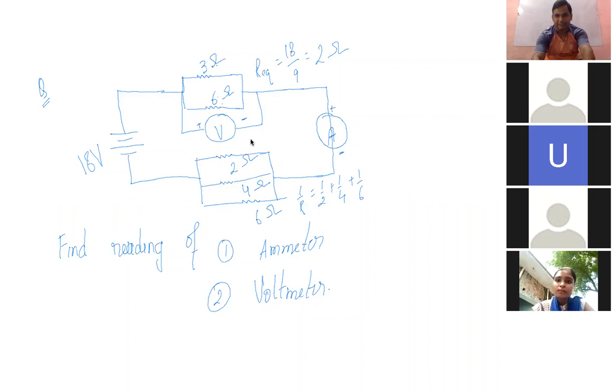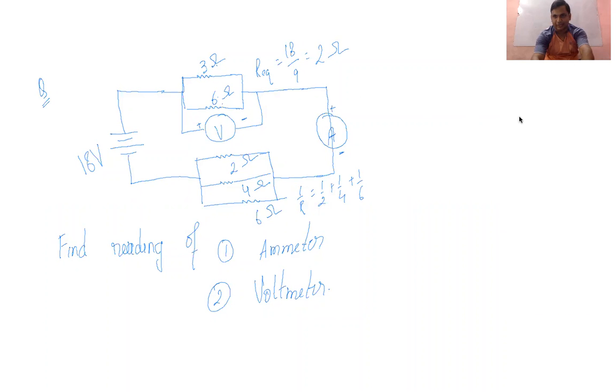Wait for a minute. Few people are just joining right now. So we can just add these things. 1 by R equivalent, LCM will be 12. So it will be 6, and it will be your 3, and it will be your 2. So you can just add 6, 3, 9, 9 to 11. R will be your 12 by 11, isn't it?